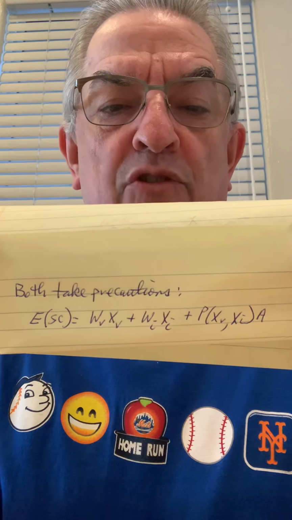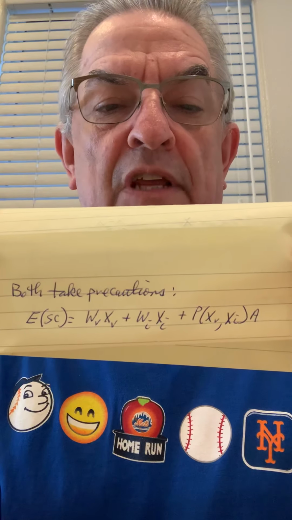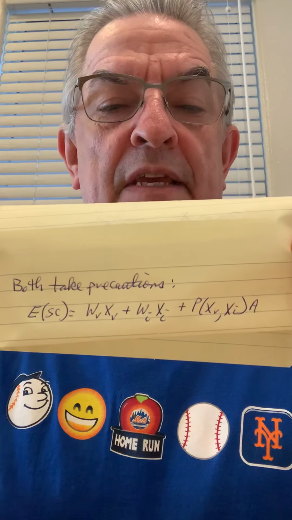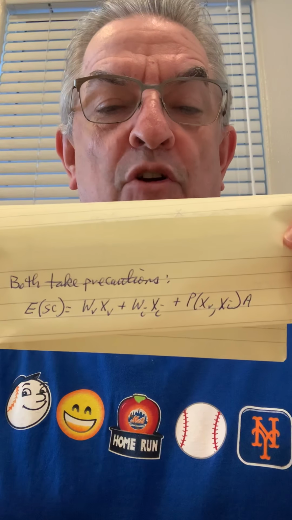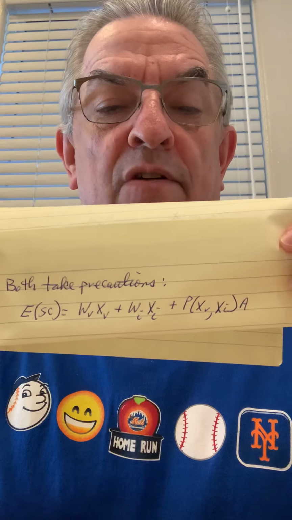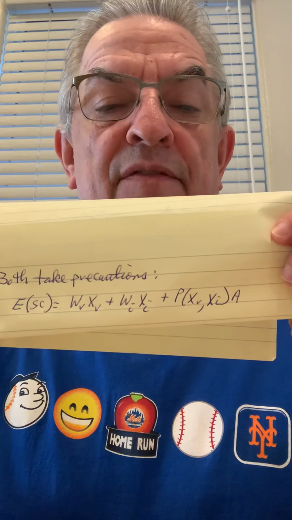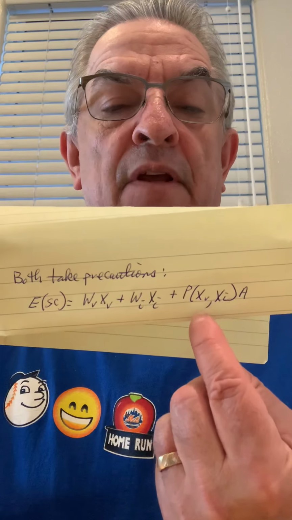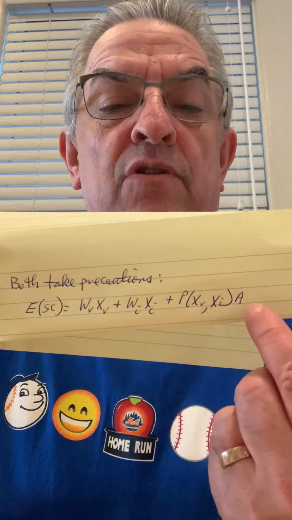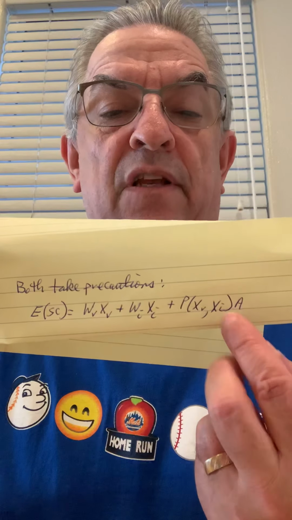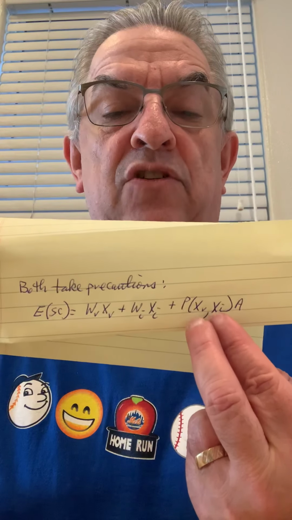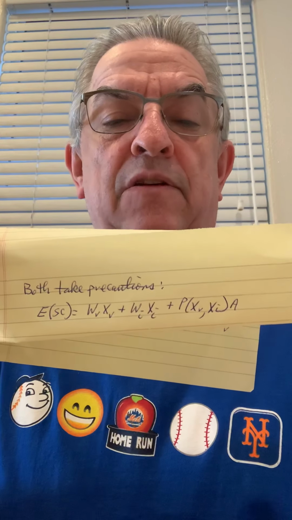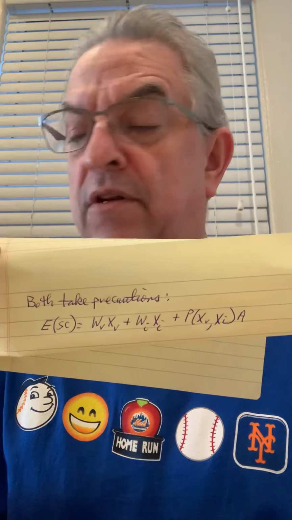And that is the expected social cost is equal to the amount of precaution taken by the victim times the cost of that precaution, plus the amount of precaution taken by the injurer times the cost of that, plus the probability of an accident, which is now a function of both the victim and the injurer, times the damage associated with the accident. So this is the key thing that changes here, because now the probability of an accident happening depends not only on what you do, but what the other party does.